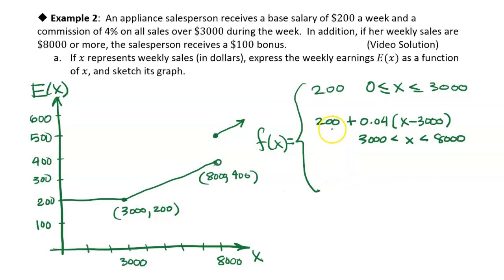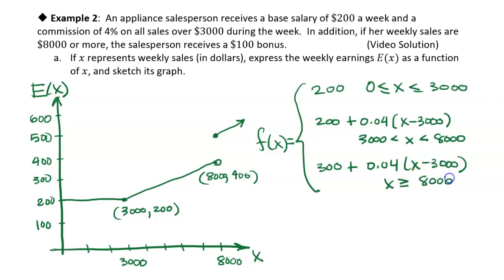So she's going to continue to get her base salary plus the commission. But then she gets this one-time bonus if she hits $8,000 in sales. So I'm just going to add the $100 bonus onto the equation I already have. I can just add it to the 200. So she's going to get 300 plus 0.04 times x minus 3,000. Okay. And that's for x greater than or equal to 8,000.